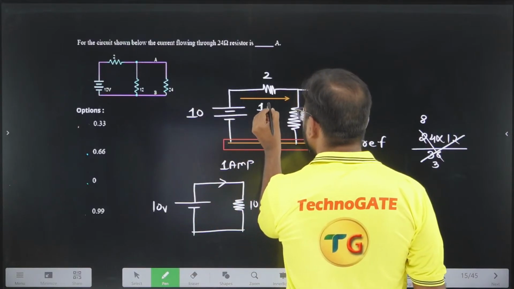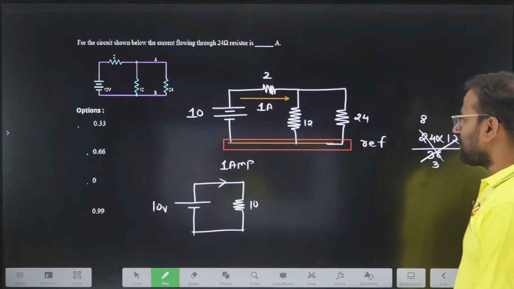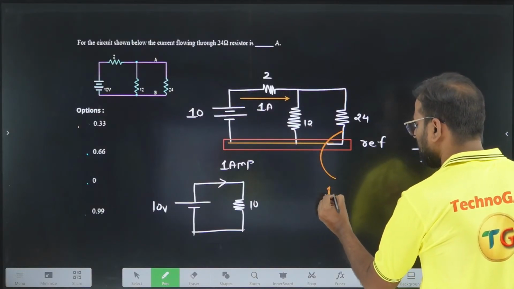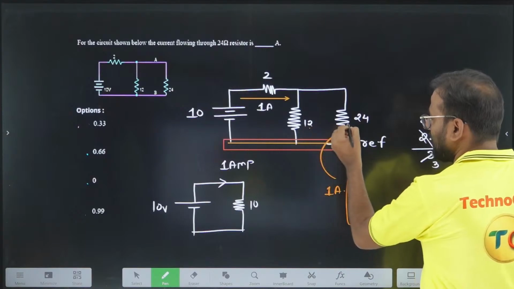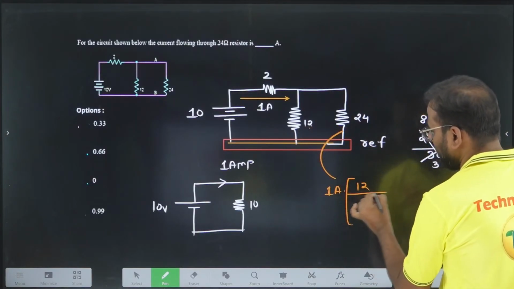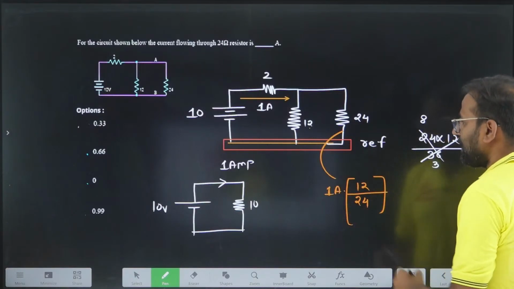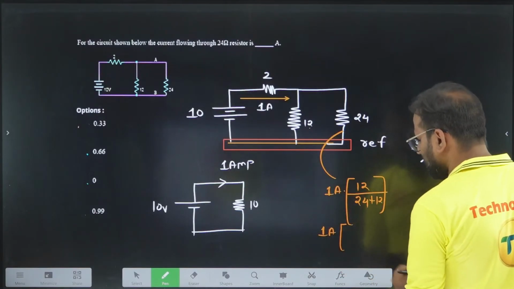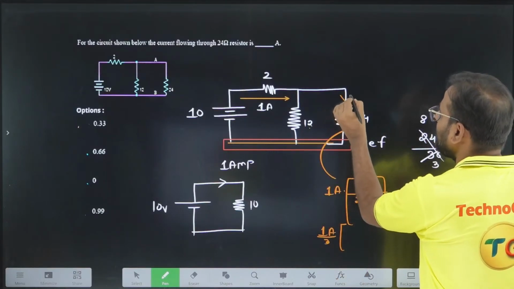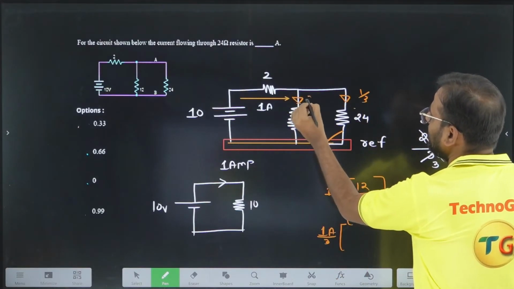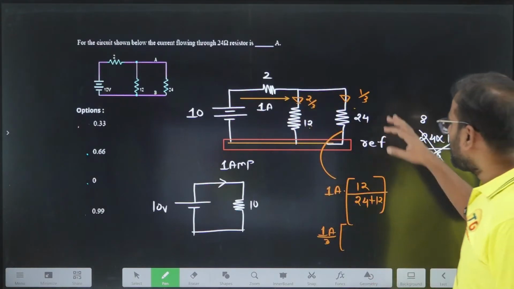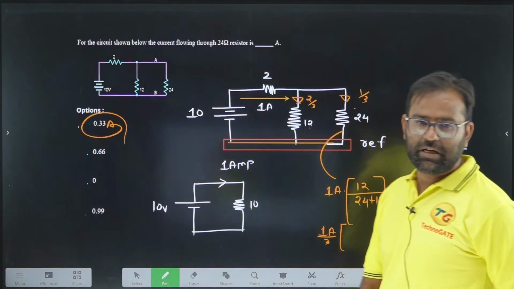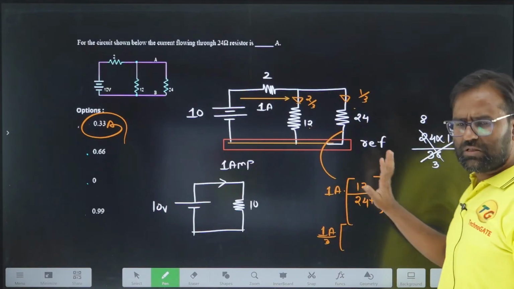Now I can distribute the current into the parallel resistances. The current in the 24 ohm resistance is equal to 1 ampere into the current distribution factor, 12 divided by 24 plus 12. So 1 ampere times 12 divided by 36, which is 1 by 3. So 1 by 3 ampere will go here and the remaining 2 by 3 ampere will go in the 12 ohm resistance. So what is the answer? 1 by 3 is 0.33 ampere, which is the correct answer for this question. A option is correct for the given question. I hope you have understood. This is the basic current distribution.